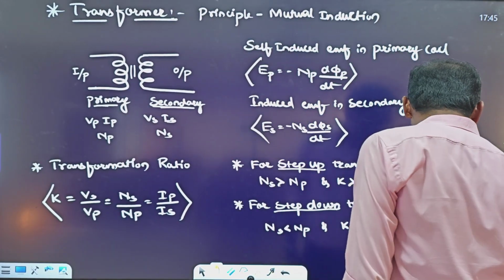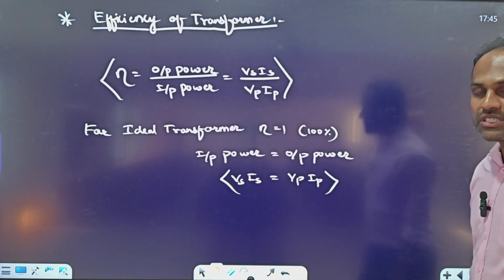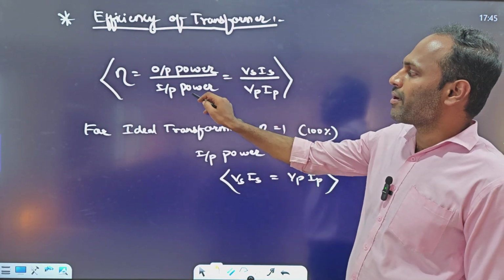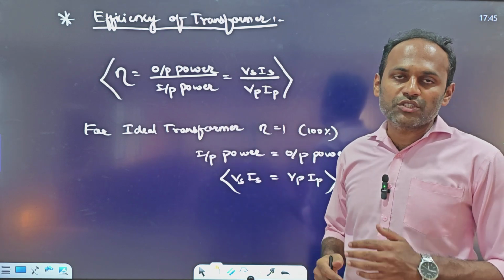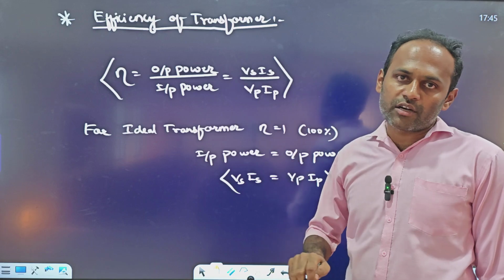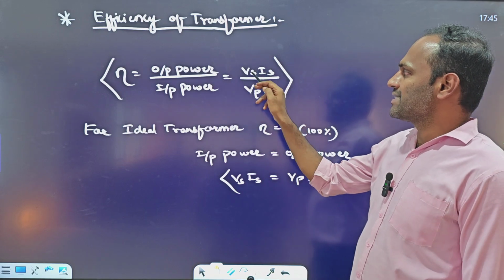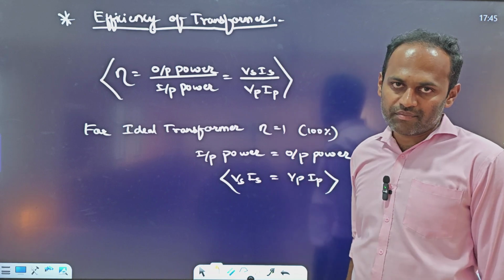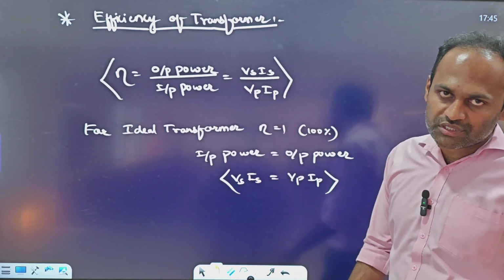Lastly, we should know about efficiency of transformer. Efficiency means, we know very well, it is the ratio of output power divided by input power. Power means it is voltage into current. Output is related to secondary, input is related to primary. So output power means secondary voltage into secondary current. Input power means primary voltage into primary current. Right? This is the formula for efficiency.